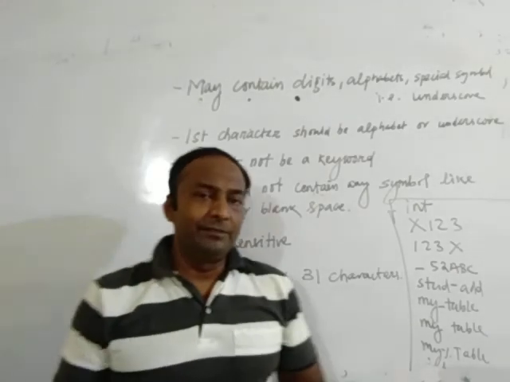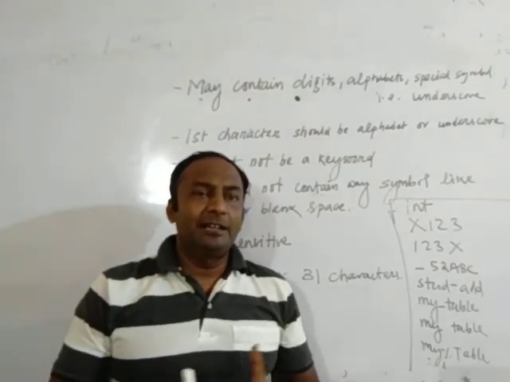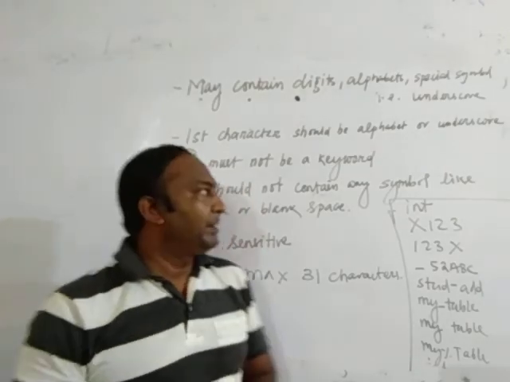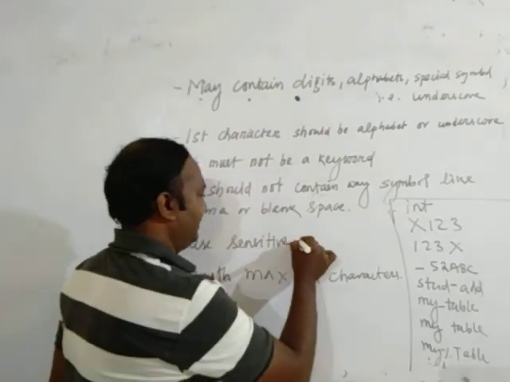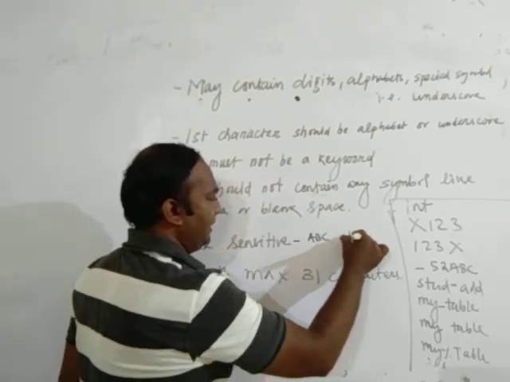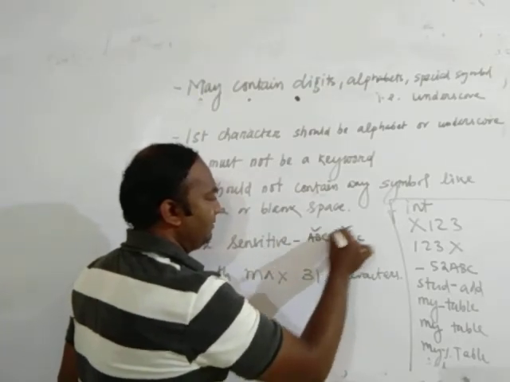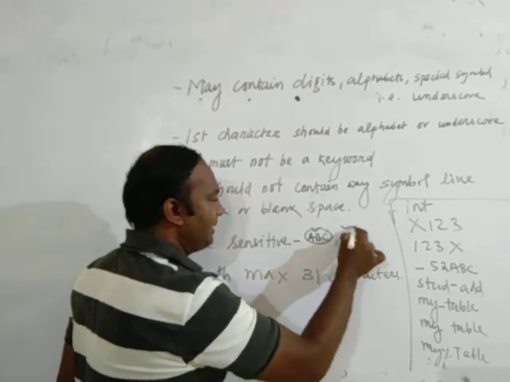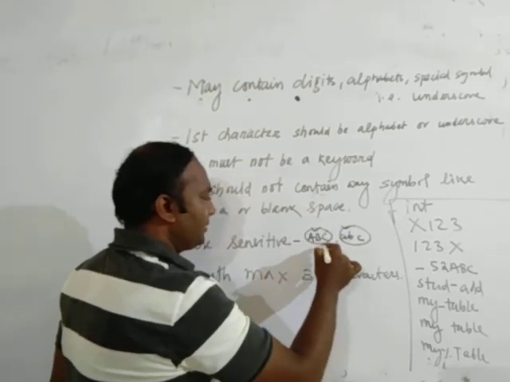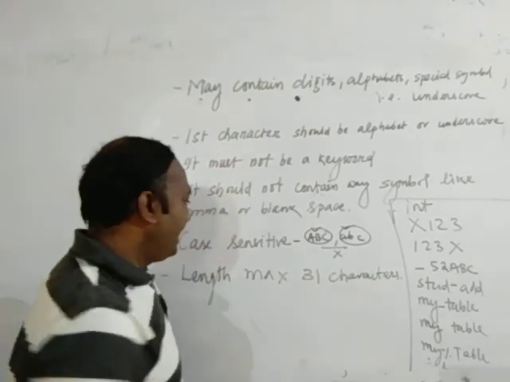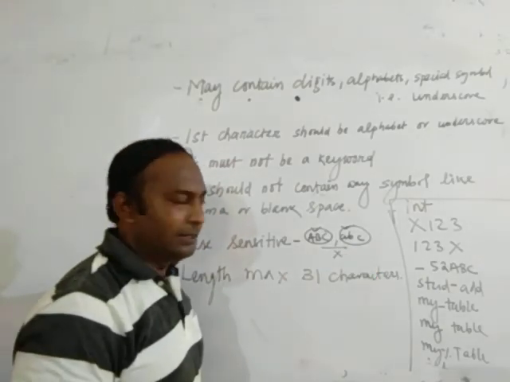It is case sensitive. Case sensitive means I can write in uppercase and lowercase letters, but uppercase and lowercase letters have different meanings. For example, ABC: there are two identifiers, and these two identifiers are different things because one is written in capital letters and the other in small letters. So these two are totally different things. And the length should be a maximum of 31 characters.